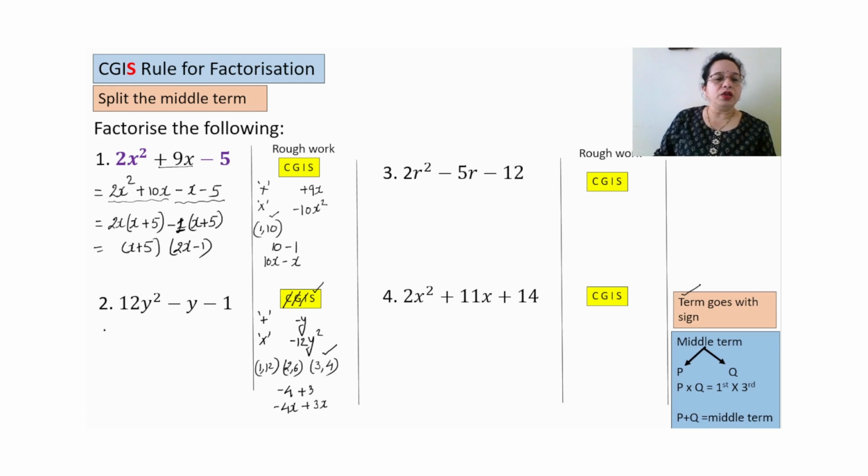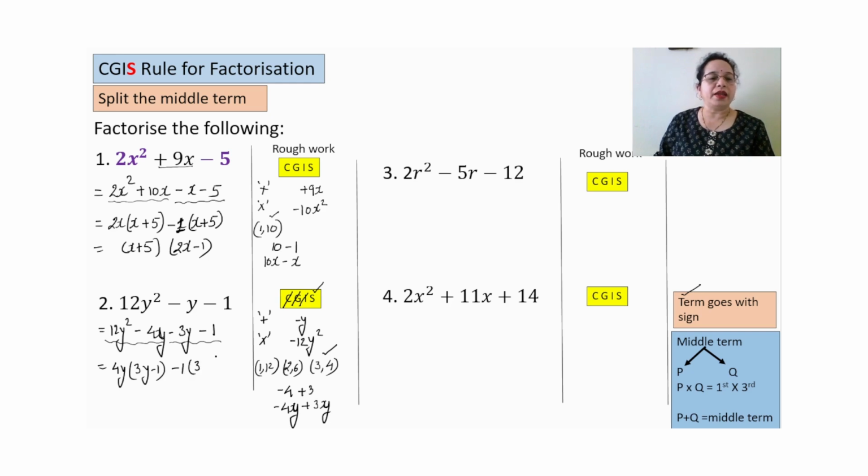So now we will write down here 12y square minus 4y plus 3y minus 1. If your variable is y, whatever variable is there, we use the same variable. From the first two terms again you can take common. 4y is common, so what is left inside the bracket? 3y minus 1. Now from the next two terms we will take the minus sign common. No number is common, so that number will be 1. So what is left inside the bracket?